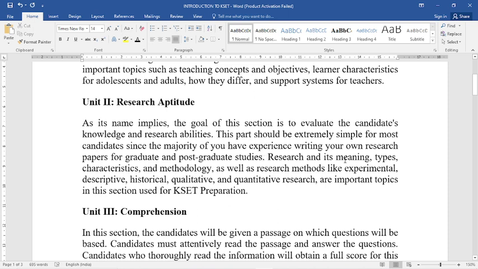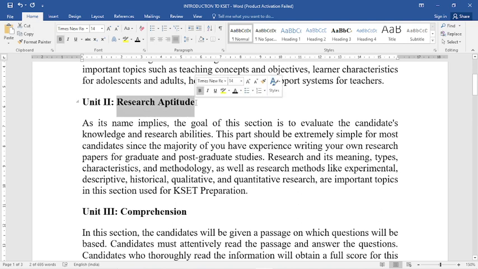In this we are going to cover research and its meaning, types of research, characteristics of research, methodology, as well as research methods like experimental, descriptive, historical, qualitative, and quantitative research. These are important topics in this section, going to be covered for KSET preparation. Research aptitude is the very important one.